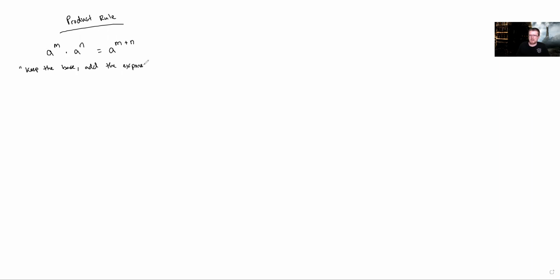Again, your textbook's going to have a more technical definition, but in layman's terms, that's what it is. If you're multiplying two exponential expressions with the same base, keep the base, add the exponents. As the name implies, the base has to be the same. So this doesn't work if I have two different bases. I can't combine them. Also, this is a product rule. So if I don't have multiplication, then this also doesn't apply.